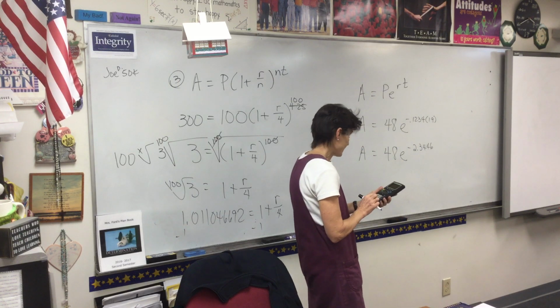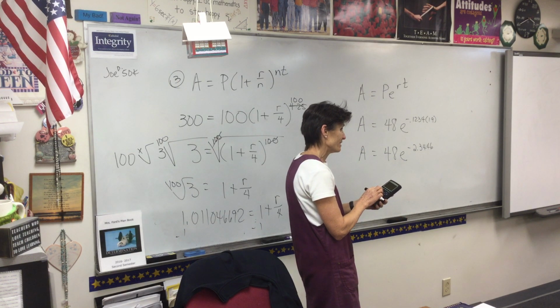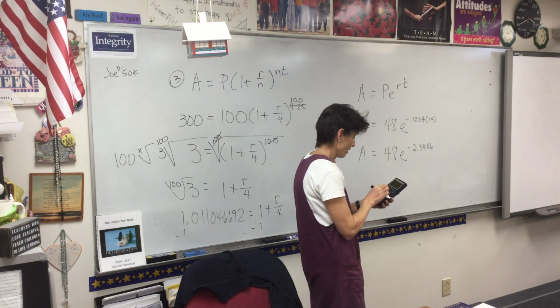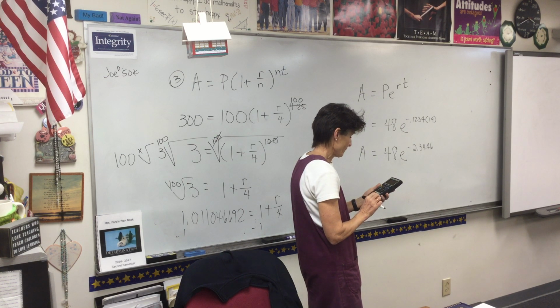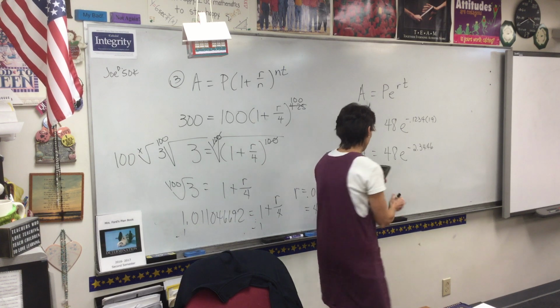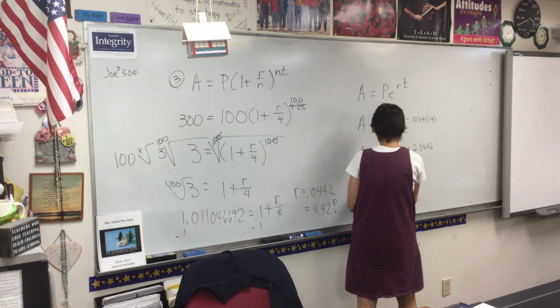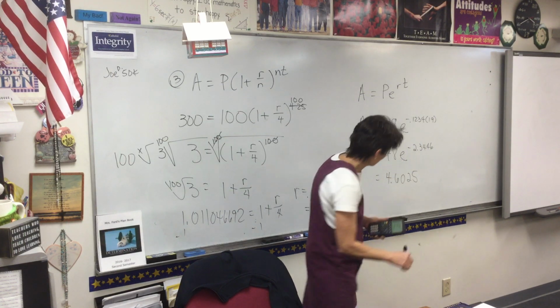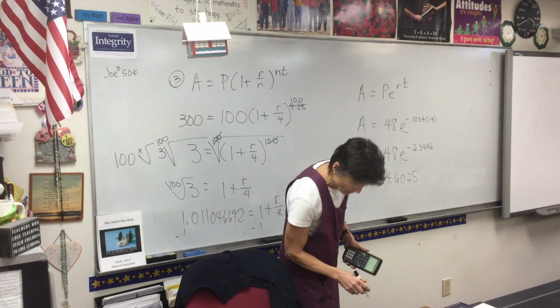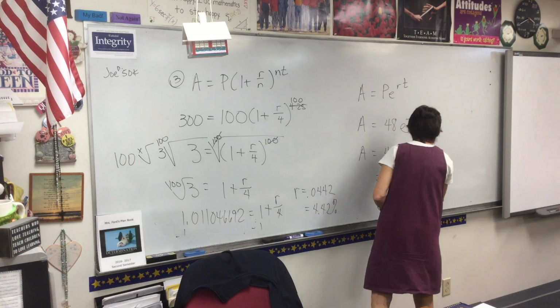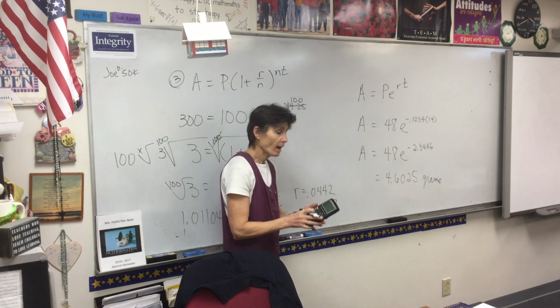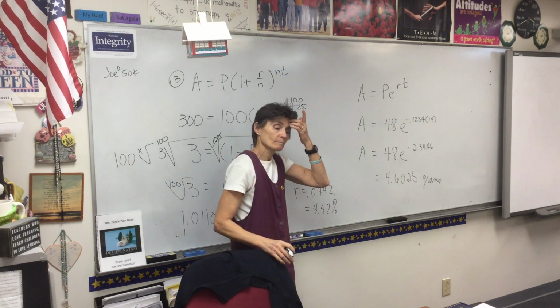So how do we get E again? We type 48 and then second ln. And then our negative 2 point number. I got 4.6025, and that would be years. Or no, grams. That's grams. Is that what you got? Yeah.